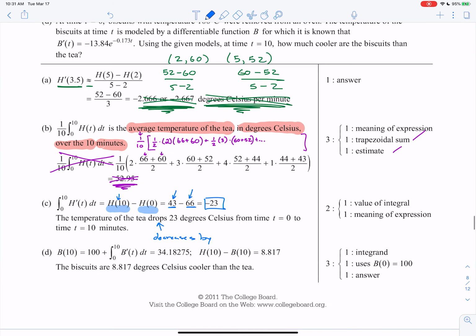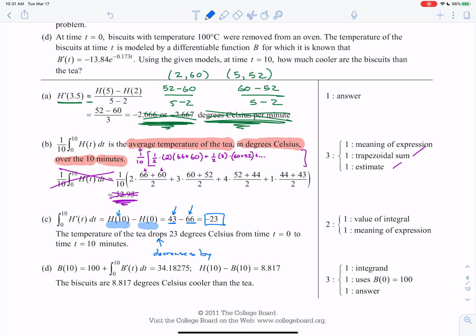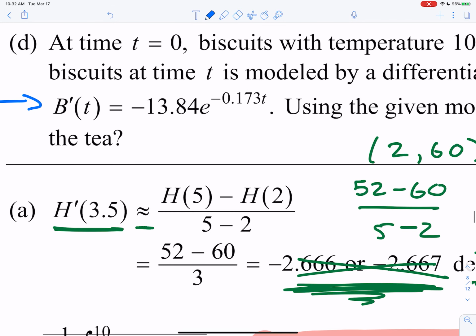Here's the last one, part D. They introduce a whole new object, biscuits here, okay? Initially, biscuits started off with a temperature of 100 degrees, then it was removed. So naturally, if you were to just set a biscuit aside, this temperature will decrease, okay? They give you this brand new function, which models the rate at which the temperature is changing. Again, we know it's a rate because there's that little derivative symbol right there.